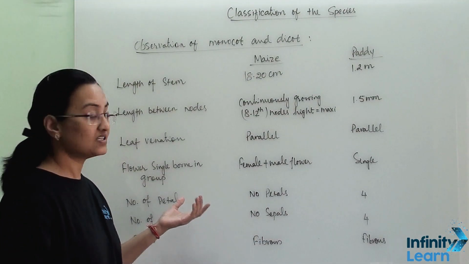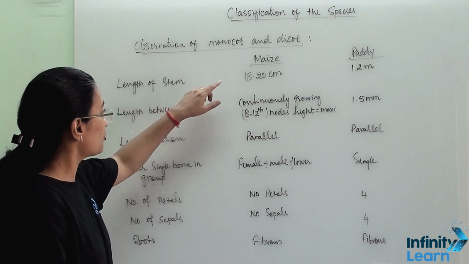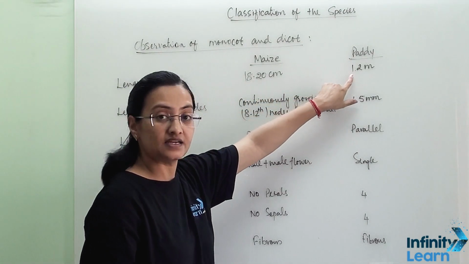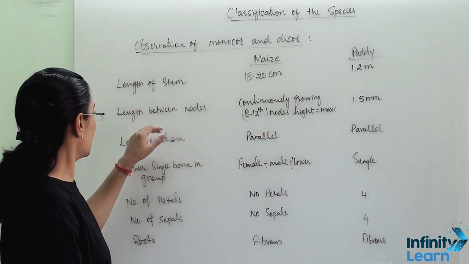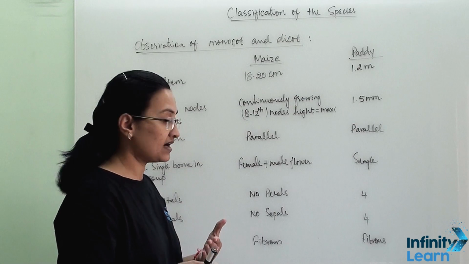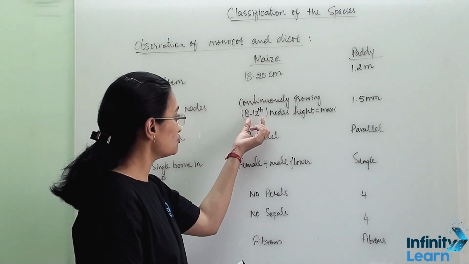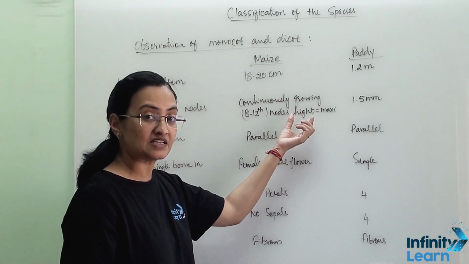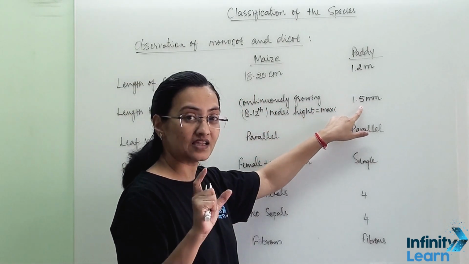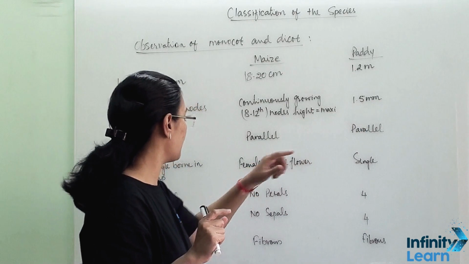Now let us understand this. Length of stem for maize is 18 to 20 cm, whereas for paddy it is 1.2 meter. Length between nodes: maize is a continuously growing plant, but in between 8 to 12 nodes the height will be maximum for this plant, and here the length between two nodes is 1.5 mm.